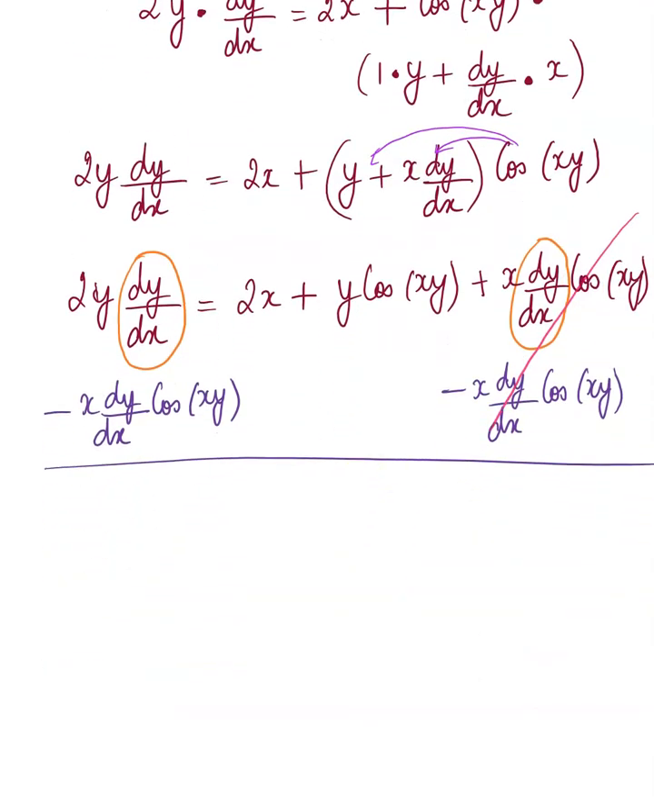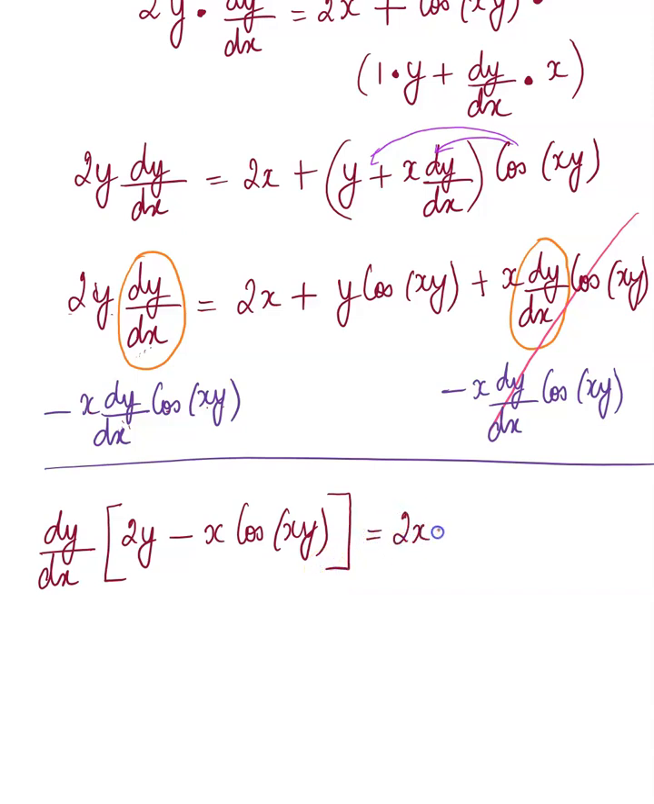On the left side, the whole purpose of collecting them together is to gather the dy over dx. So quite obviously, the dy over dx is the common factor in both these terms on the left. So pull out the dy over dx that is common to both, so that you're left with a 2y from the first term minus x times cosine xy. That's your left side. And on the right side, we have 2x plus y cosine xy. The other term cancelled off, so you just have this.